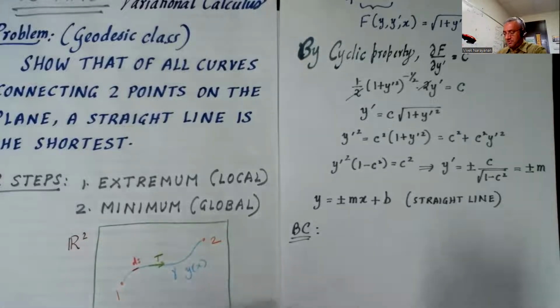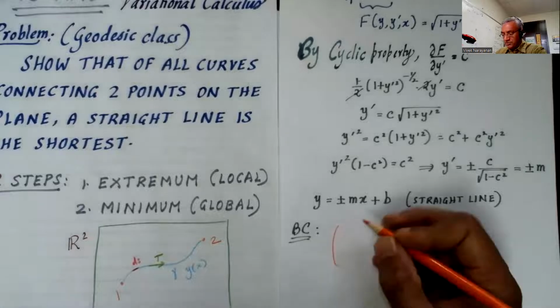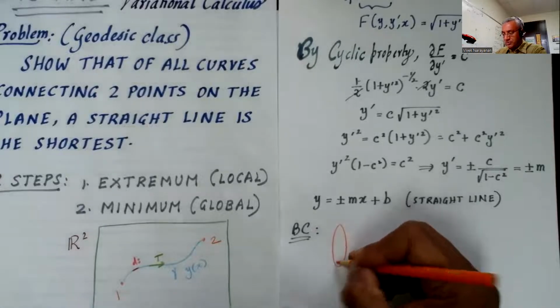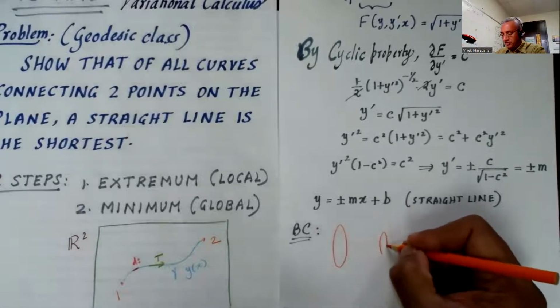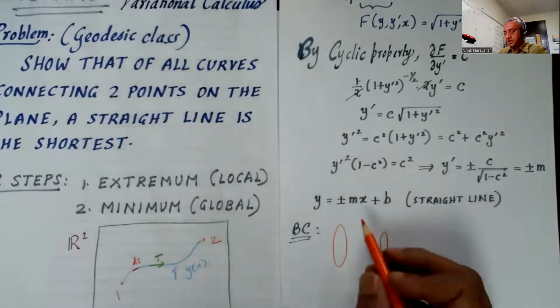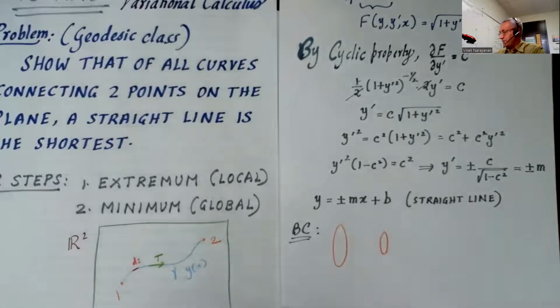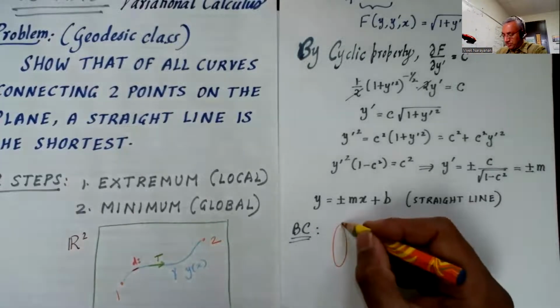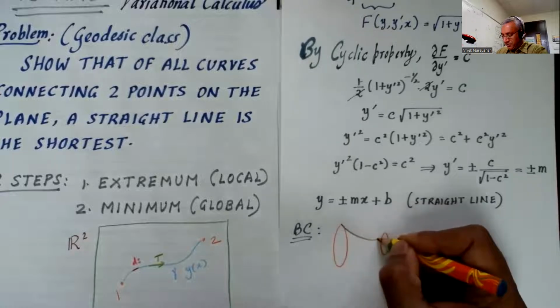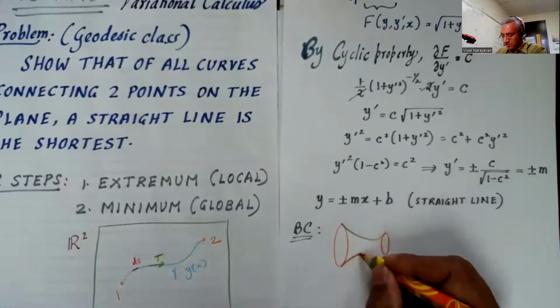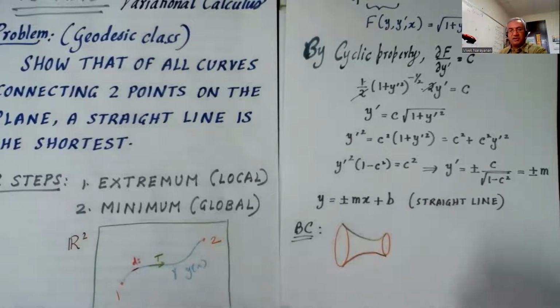Let me show you what I mean. Suppose I have two wire frames of different radii, and I place them a certain distance apart, and I'm looking for a soap film between them. So the solution for the minimal surface area is some curve like this, okay?